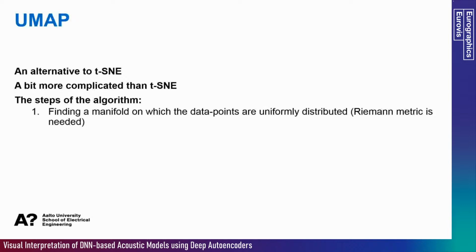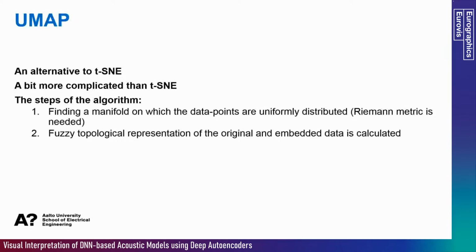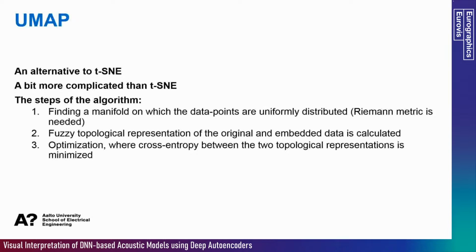Then, we try to extract the fuzzy topological representation both for the original and the embedded data. After we did these steps, we again apply an optimization step where we try to minimize the cross entropy between the two topological representations in order to find the optimal layout of the data. Again, I'd like to point out that this method too optimizes using the visualization data, and that also means that it is very sensitive to the data.